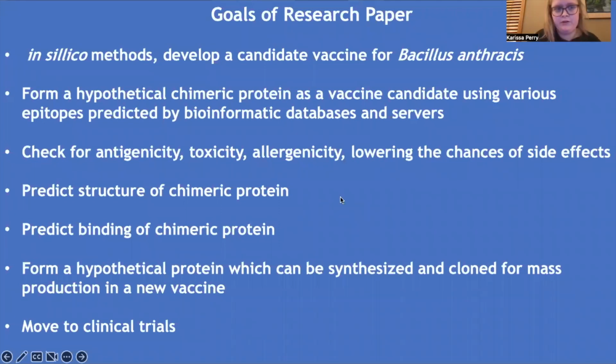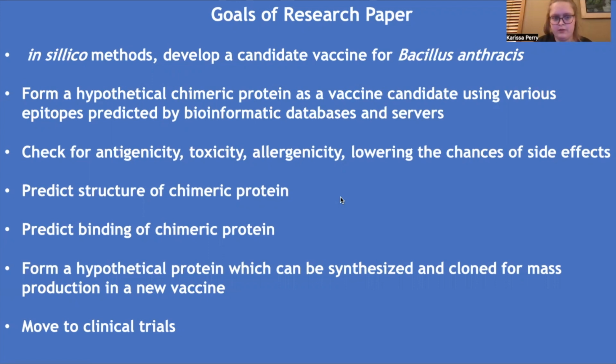Some of the goals of this research paper I've already touched on, but the basic idea is to use in silico methods to develop a candidate vaccine for Bacillus anthracis. And by doing this, they form a hypothetical chimeric protein as the vaccine candidate using bioinformatic databases and servers. And then this hypothetical protein is checked for antigenicity, toxicity, and allergenicity, which lowers the chances of side effects when it's to move into wet lab or clinical trials.